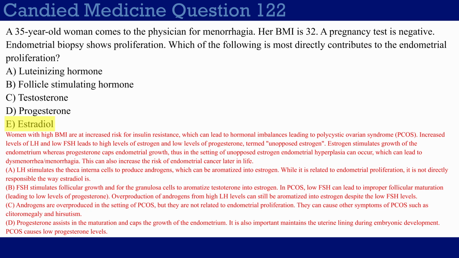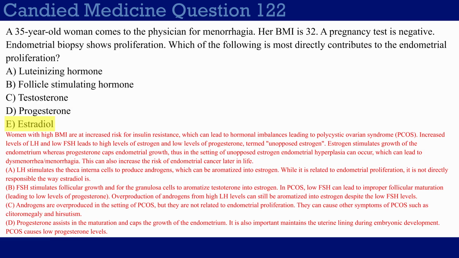So looking at the wrong answer choices here, choice A, luteinizing hormone, we know that's wrong because that's a little bit too high upstream to be the correct answer choice here, right? We have a better answer choice in estradiol. So even though LH is related, it does cause the theca interna cells to produce the androgens, which will be aromatized into estrogen, which can cause the endometrial hyperplasia, it's not the best answer choice here.